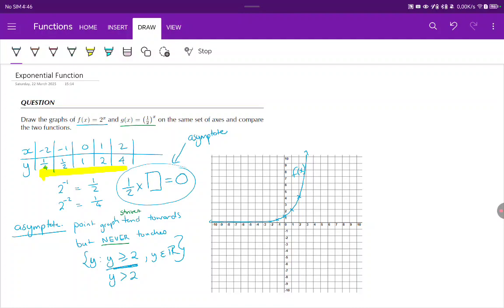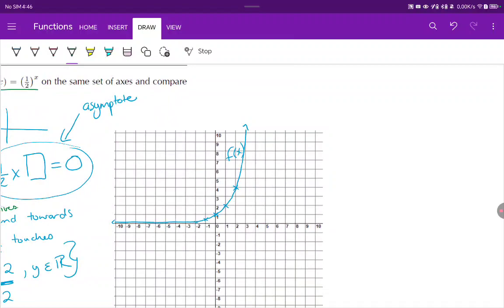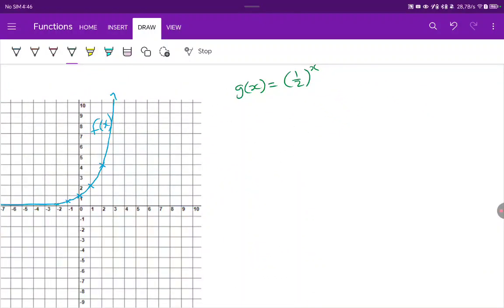Okay. Let's go ahead and do the green graph, which is the same thing. Okay, so we're going to say the g of x is equal to 1/2 to the power of x. Okay, let's start with our xy table, and we're going to say -2, -1, 0, 1, and 2.